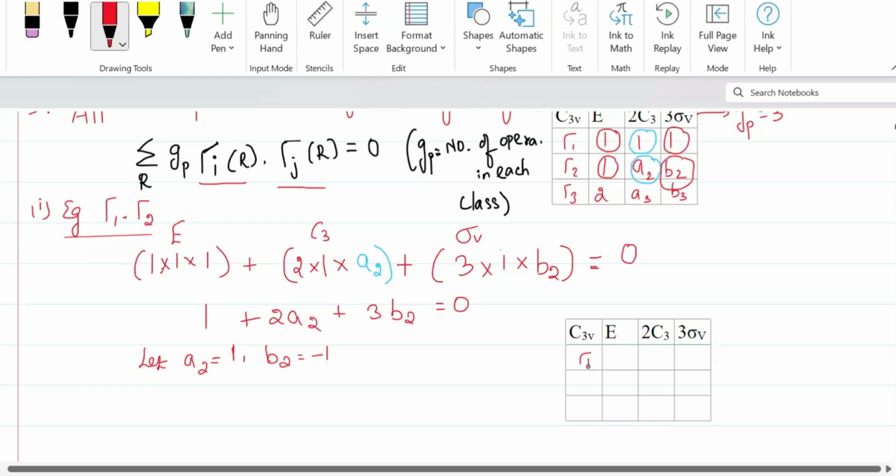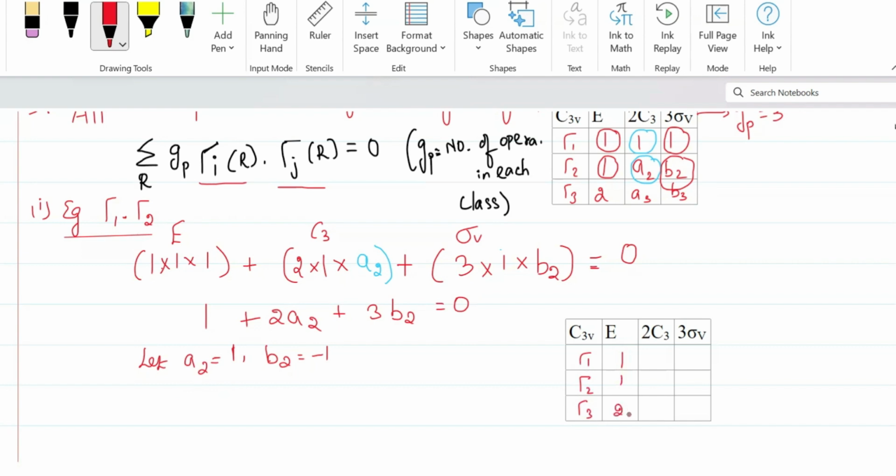So we just list it out here. It will be 1, 1 and 2. Then 1, 1. A2, now we have said it is 1. B2 will be equivalent to minus 1. The last step, we are going to evaluate A3 and then B3. Now we take up an example of the second and third, or we can also take the first and third. Any one we can take. So let us take the first and then the second irreducible representations.